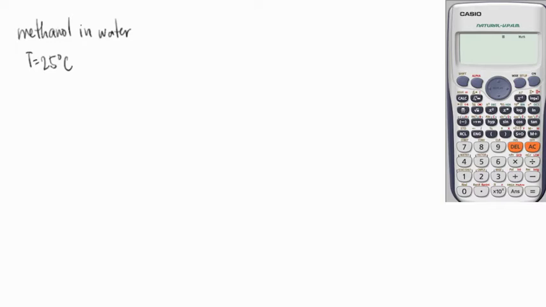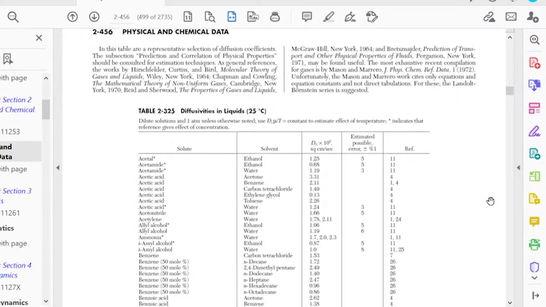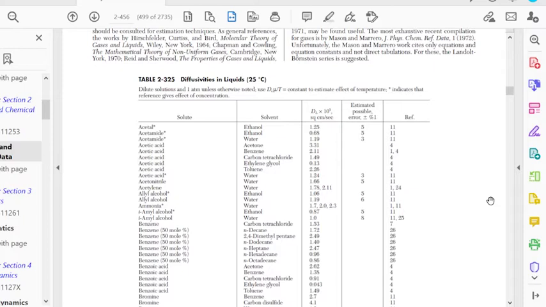For the Schmidt number of methanol in water at 25 degrees Celsius, we are still working with the same equation, that is Schmidt number is equal to mu over rho D_AB. The only difference is that we are now evaluating the diffusivity for pairs of liquids, that is methanol and water. For that, we are going to use a different table from our handbook, that is table 2-325. We have the diffusivities in liquids at 25 degrees Celsius.